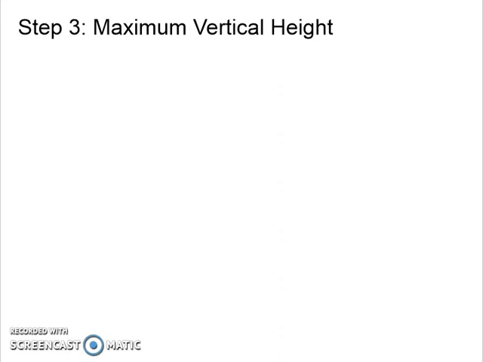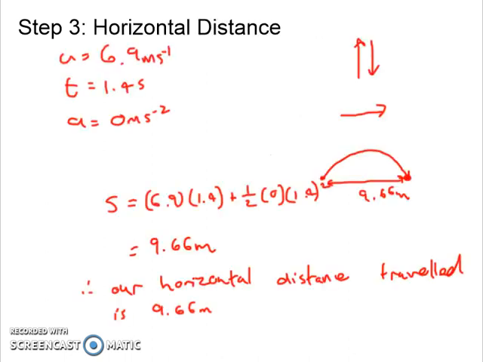So we're still at step 3, and we want to find the maximum vertical height. To explain what this is, for those who might not know, here's your rocket. It starts here. We know it goes in a parabolic curve and eventually lands somewhere here. The maximum vertical height is how high it gets at the top of the parabola, at the turning point of our parabola.